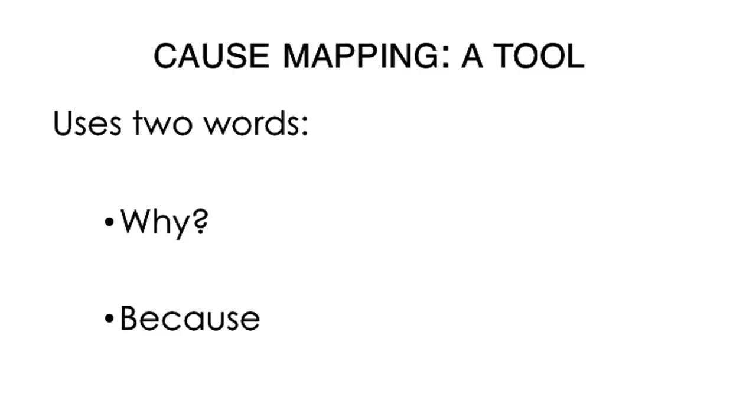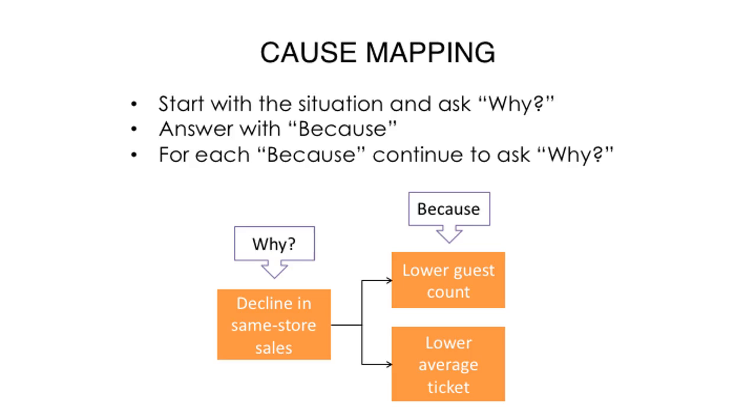So let me give you my simple example here. We've got a drop in same-store sales, and we ask why. Well, think about this from a business perspective, remember. It's either we've got lower guest count, fewer people are coming into the restaurant, or we've got a lower average ticket. When they come in, they're buying less. And maybe it could be both, all right? So I've got a why and I've got a because.